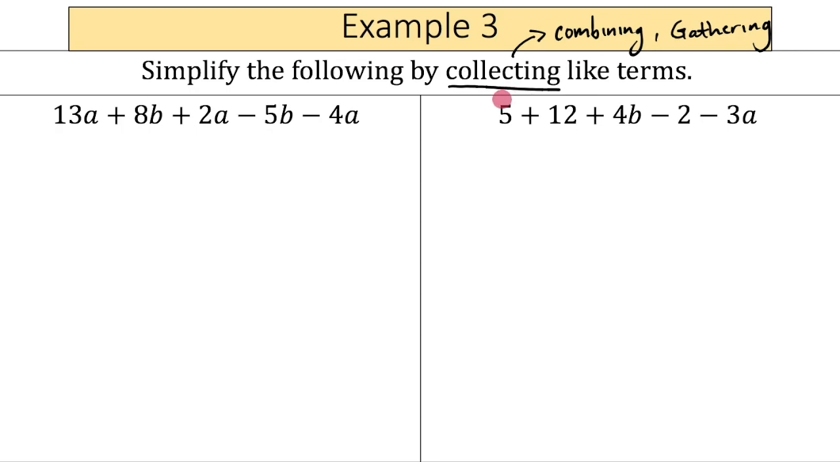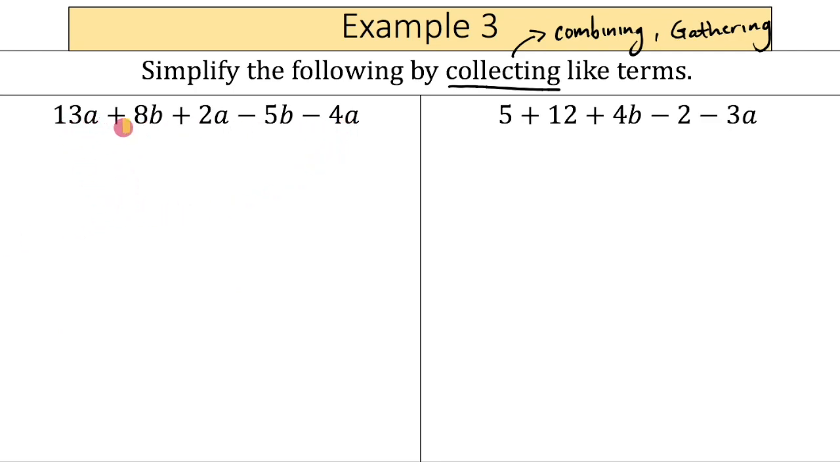To bring to one spot. If you're collecting something, you're bringing them all to one spot. If you're combining, you're bringing them all to one spot. If you're gathering, you're bringing them all to one spot. They all mean the same thing. So you shouldn't be confused if a question in the future uses gathering or combining. So let's now answer this question.